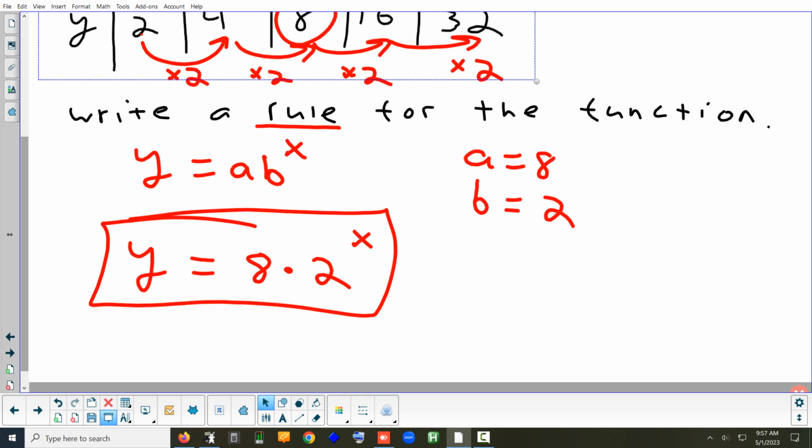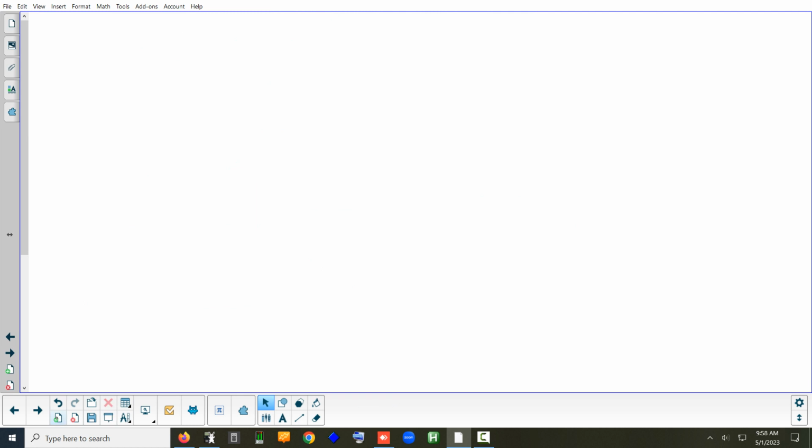Now, if you look at this one, it's times 2, okay, each time. But what if I gave you a pattern of numbers? Just watch this part, like this. Let's say 40, 20, 10, 5, 2.5. What do you multiply by to get from 40 to 20?